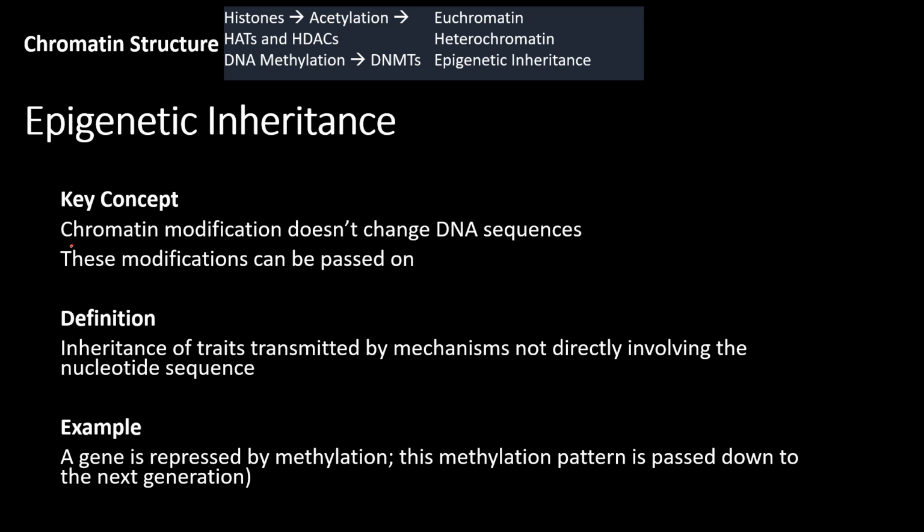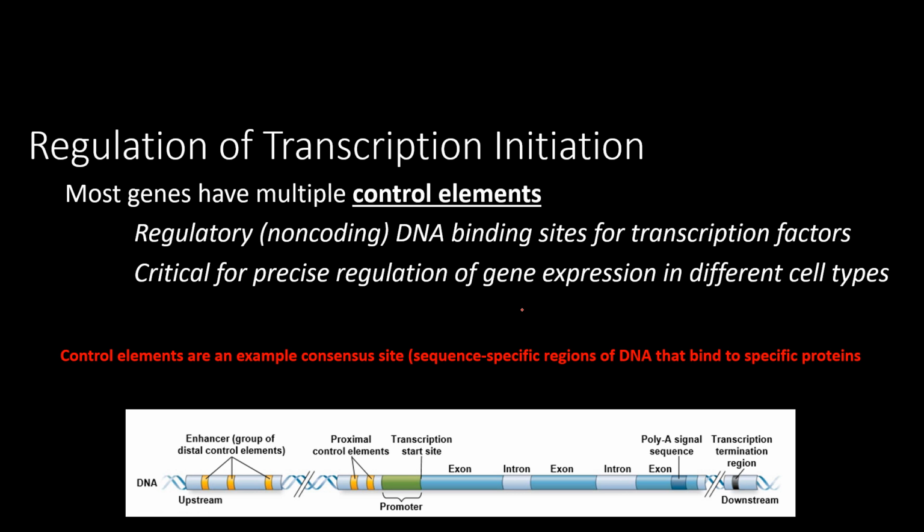Okay. All right, and then for epigenetics, we talked about earlier. So the key concept here is that chromatin modification doesn't change DNA sequences. All right, these modifications in turn can be passed on. So the formal definition of epigenetic inheritance is inheritance of traits that are transmitted by mechanisms not directly involving the sequence of DNA, the nucleotide sequence. And so, for example, a gene is repressed by methylation, and then this methylation pattern is passed down to the next generation. Okay, so that's epigenetics.